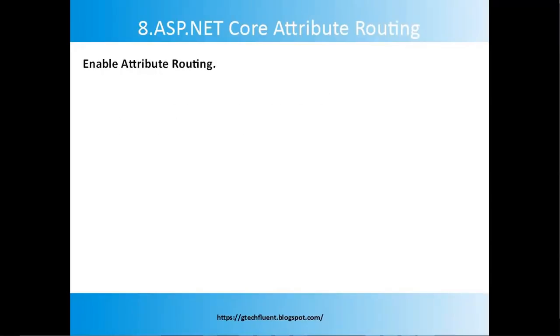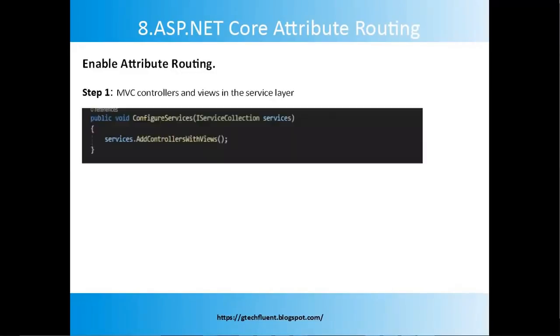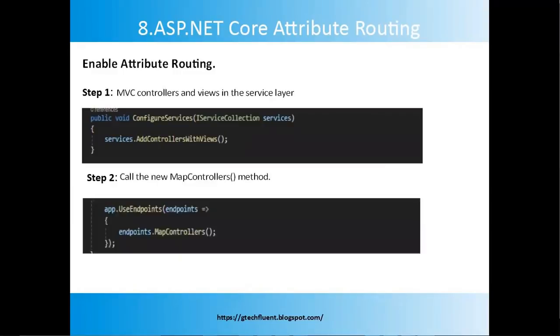In order to use attribute routing in ASP.NET Core 3.1, we need to do two things in our Startup.cs file. First, just like convention-based routing, we need to include MVC controllers and views in the service layer. Next, we need to call the new method called MapControllers inside the UseEndpoints method. The MapControllers method enables attribute routing and can be used along with other methods like MapControllerRoute and MapAreaControllerRoute, etc.